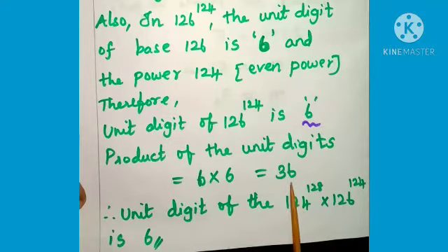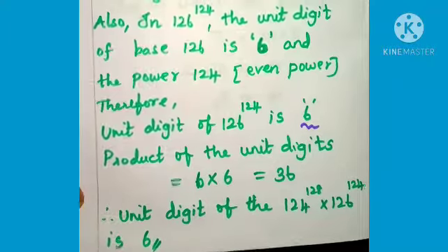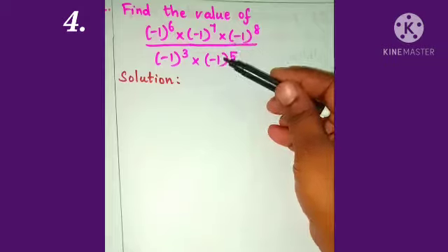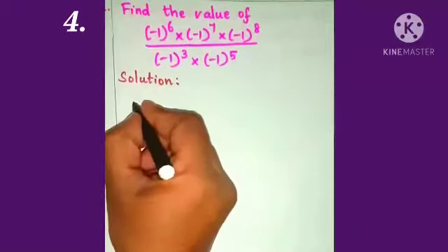So here is 6. Thus, we can say that the unit digit of the product of exponential forms is 6. Find the value of exponential form. Now, let us find the value.